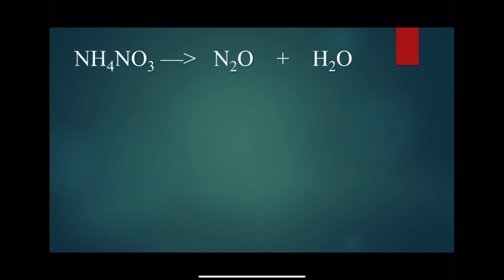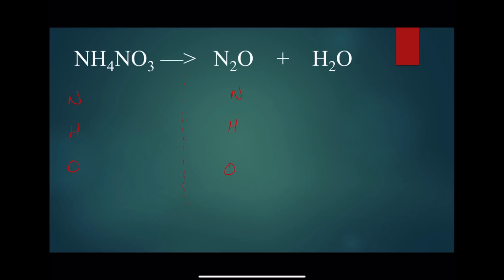Problem number 4. Now this one looks a little nastier, but it actually balances out fairly easily. Let's see. So here's my arrow. This is where it's split. So on this side I have nitrogen, hydrogen, and oxygen. Nitrogen, hydrogen, oxygen. Remember, always list them in the exact same order.